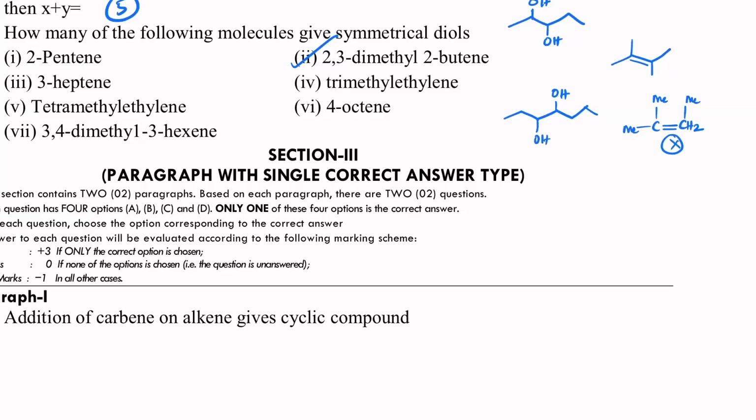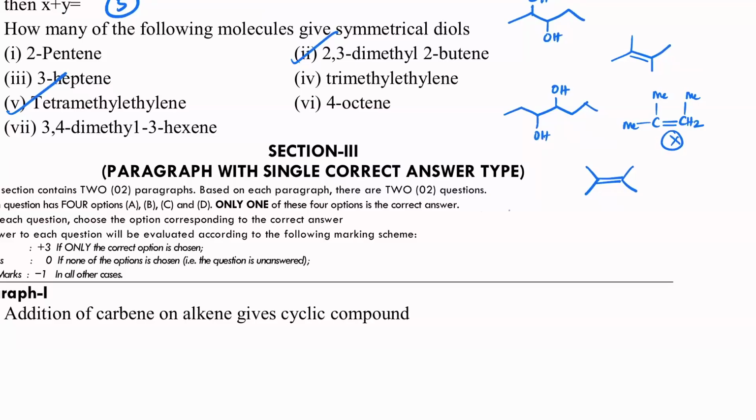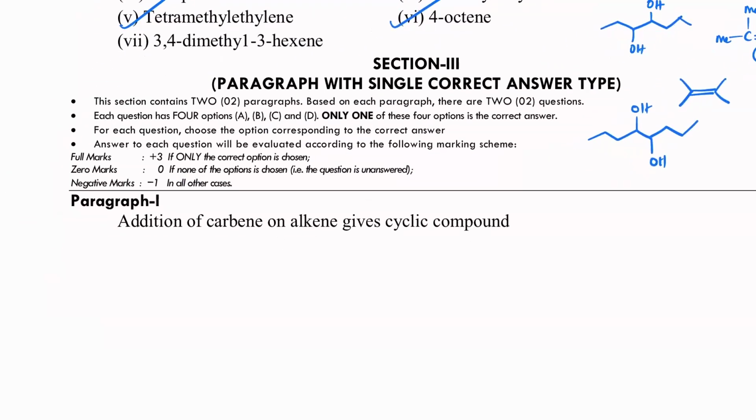Tetramethyl ethylene is the same case. Earlier we did it. That is going to give you a symmetrical form. 4-octene. 1, 2, 3, 4, 5, 6, 7, 8. So here we have the double bond. Now if you put OH and OH here, removing that, it is symmetrical. On both ends it is the same. So therefore, yes, this will also give 3,4-dimethyl-3-hexene.